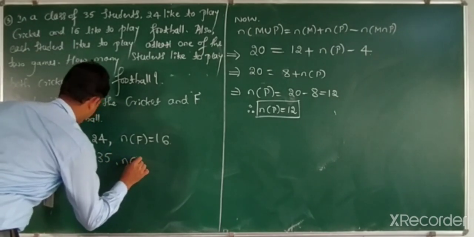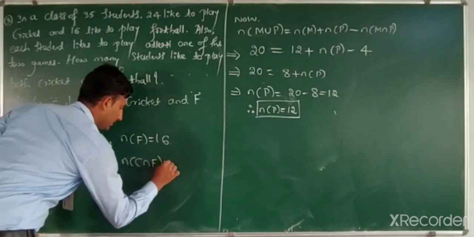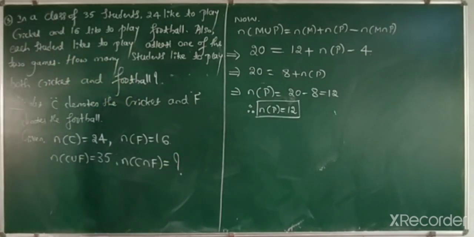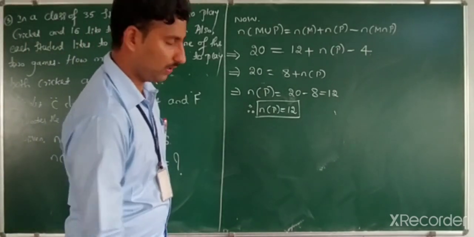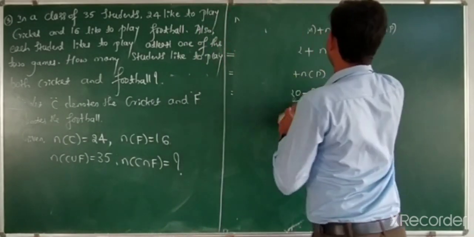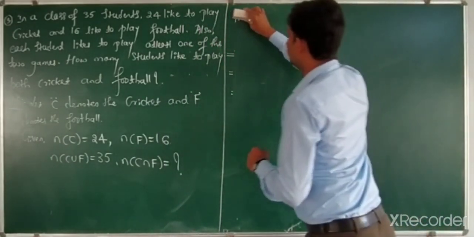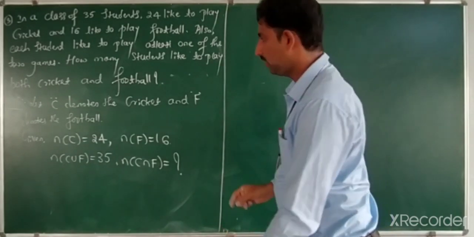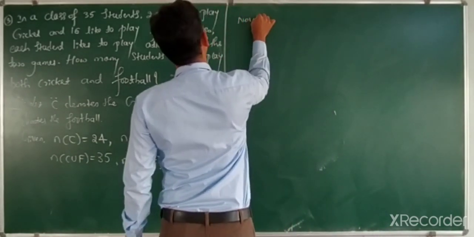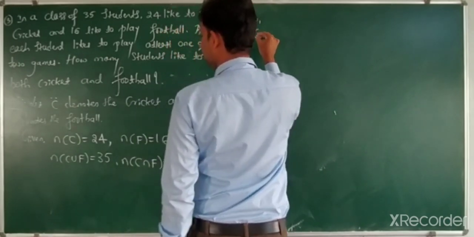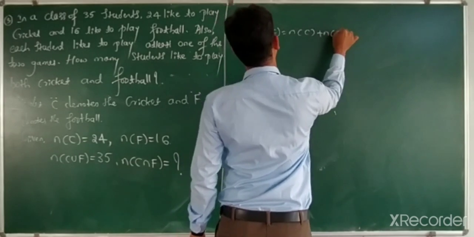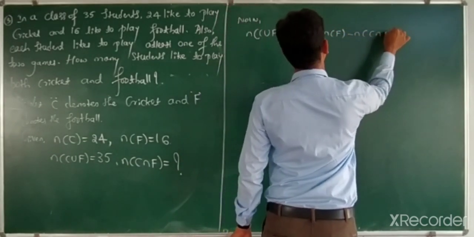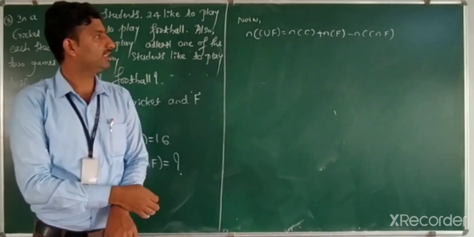How many students like to play both cricket and football? N of C intersection F is the question mark. Cricket intersection football, that is the question mark. Formula: N of C union F is N of C plus N of F minus N of C intersection F.